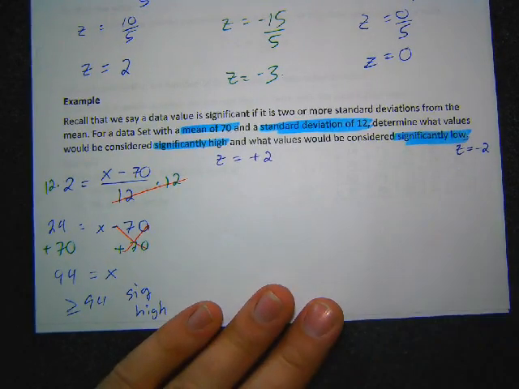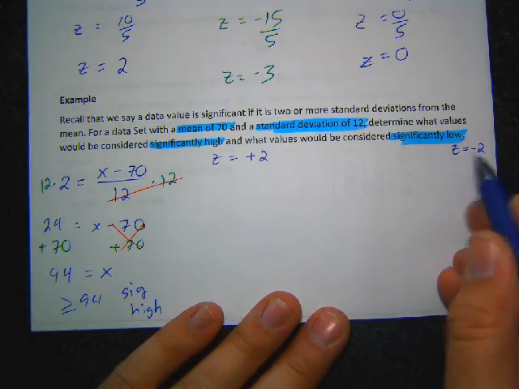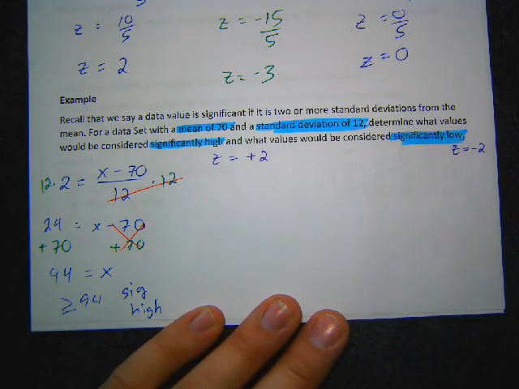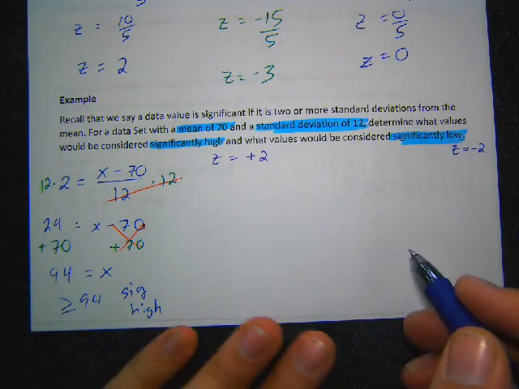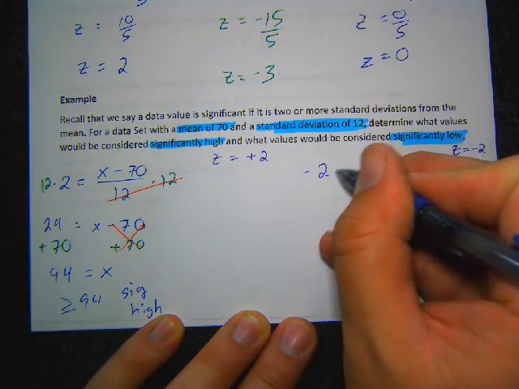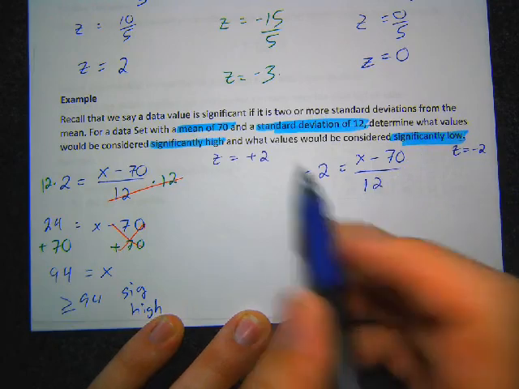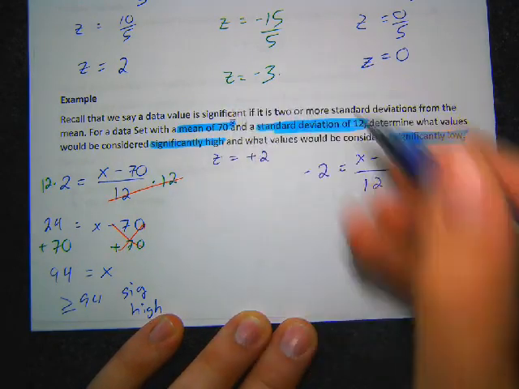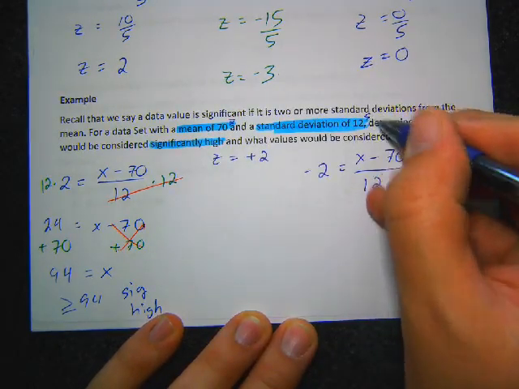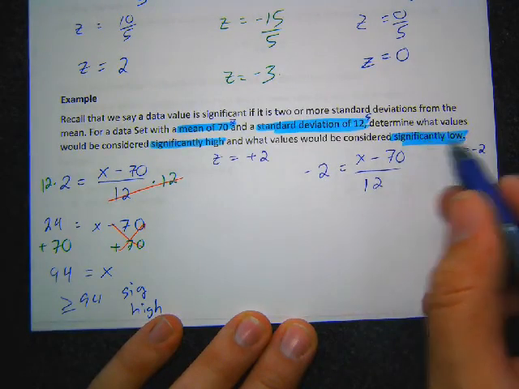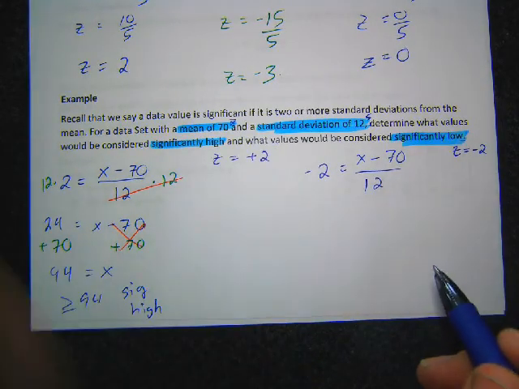Okay, now we're going to do the same thing for low, but now instead of z equal to 2, we're going to have z equal to -2, because now we're looking for low values. So we want the negative, which is going to be a low z-score. So -2 is equal to x minus 70 over 12. And again, the mean, x bar, is 70. The standard deviation, s, is 12. And the -2 is because we're looking for significantly low, stuff that's more than 2 below.